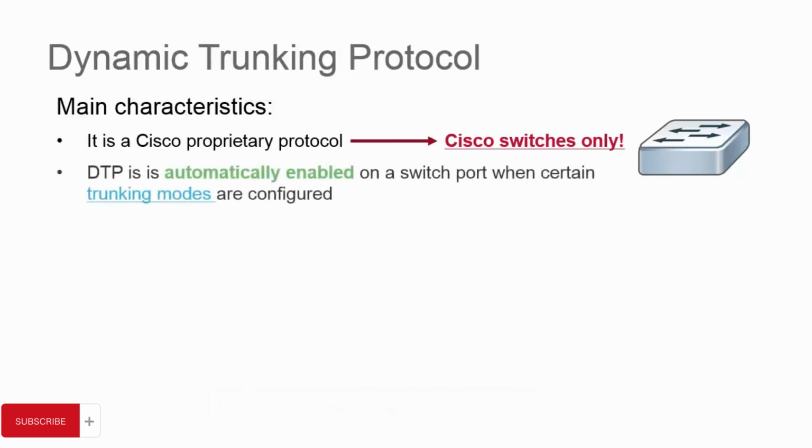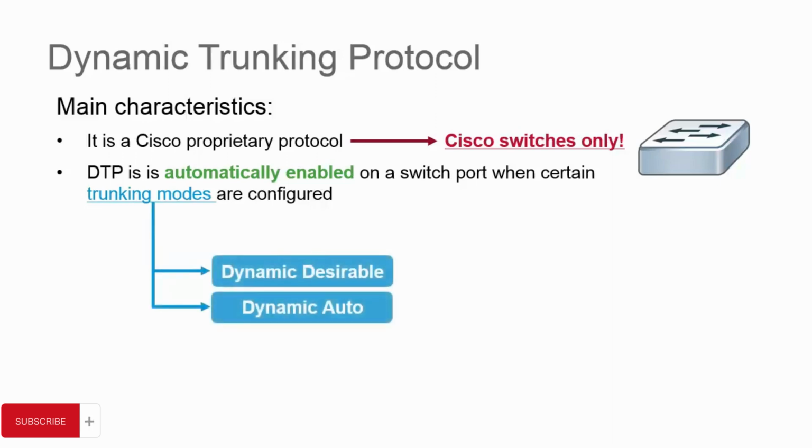DTP is automatically enabled on a switch port when certain trunking modes are configured on the switch port. DTP manages trunk negotiation only if the port on the other switch is configured with a mode that supports DTP. You have two modes in which DTP is enabled on the interface. One is Dynamic Desirable and the other is Dynamic Auto.